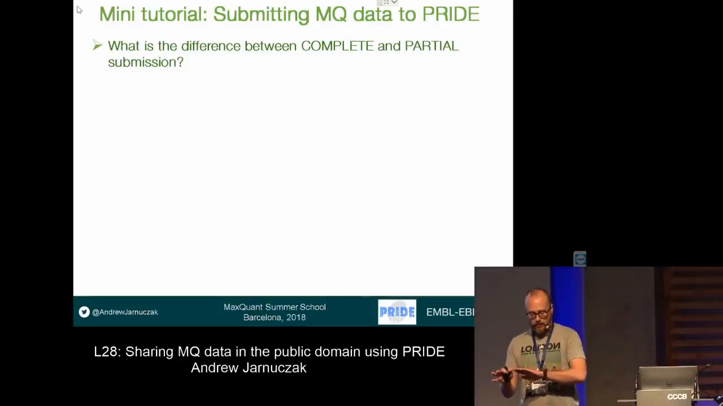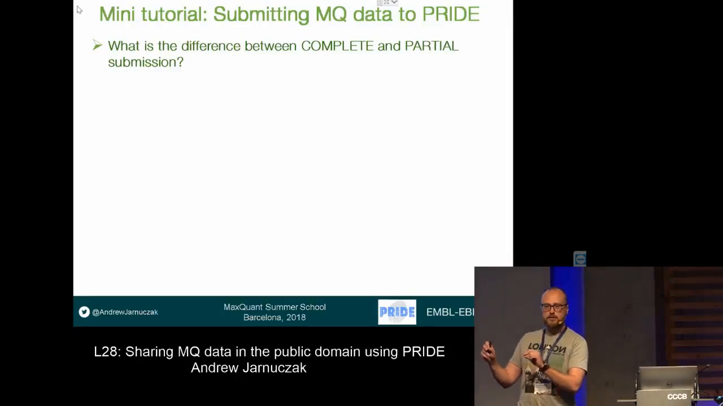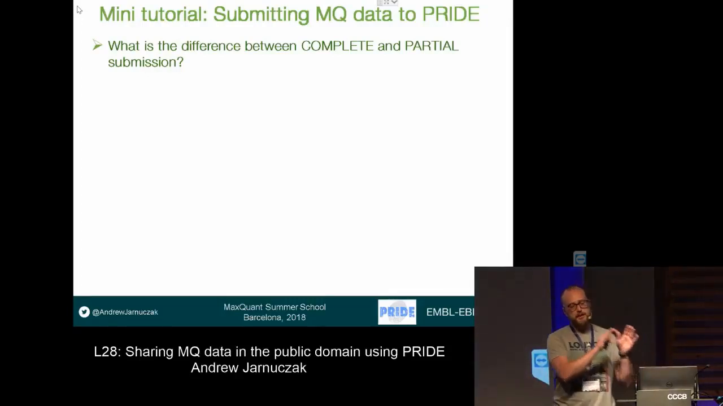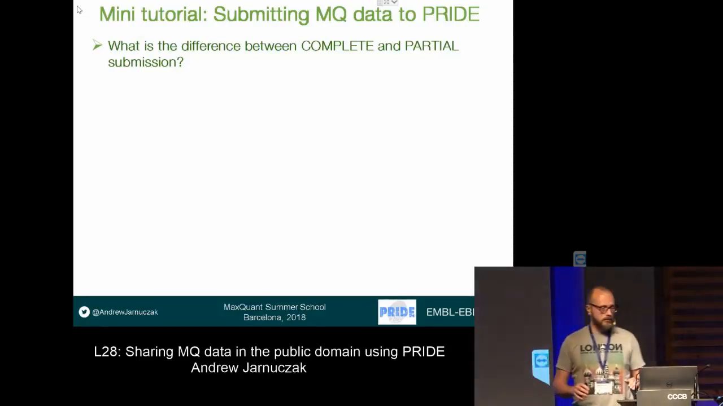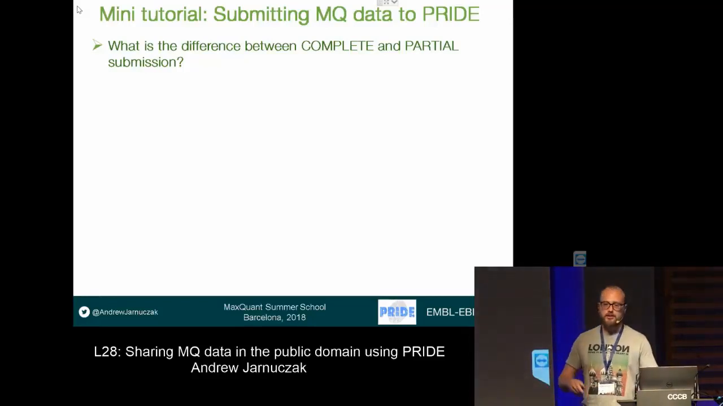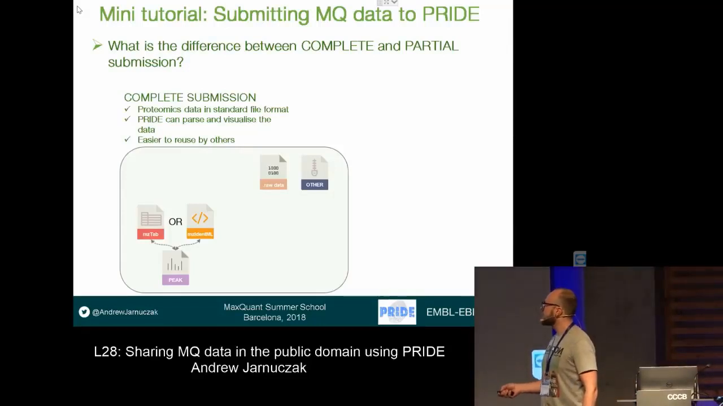But before I talk about this, I just want to very quickly mention one thing that we often get questions about. In PRIDE, we have two types of submissions, complete and partial. Complete and partial doesn't mean that your data is incomplete. This is just a way for us to distinguish how we get our data. In a complete submission, we actually get data in a standard file format.